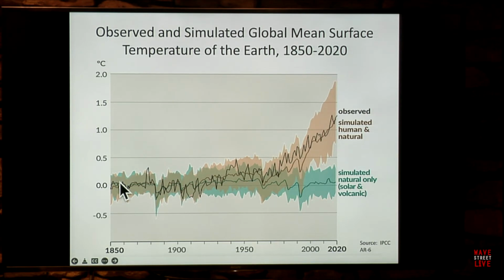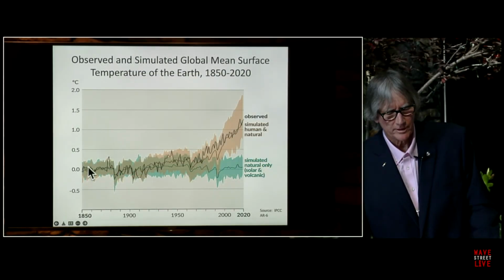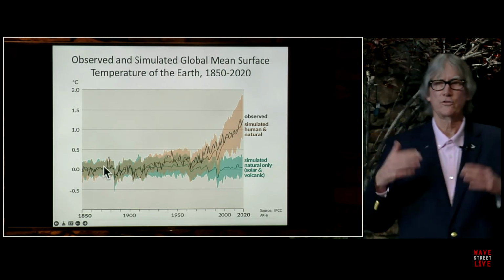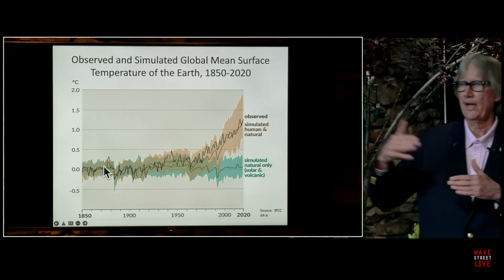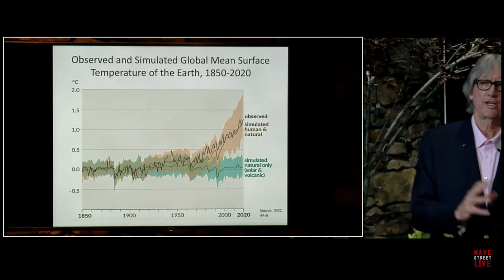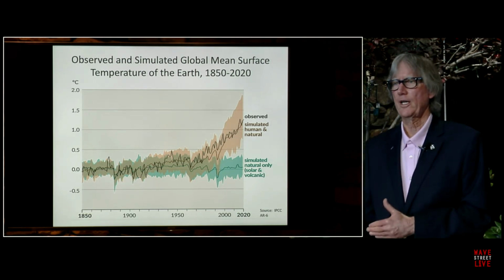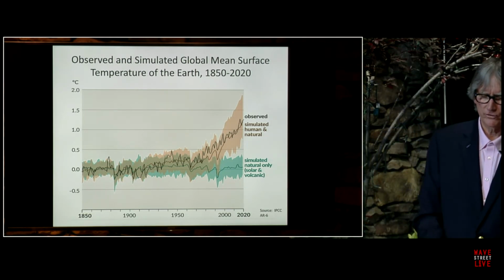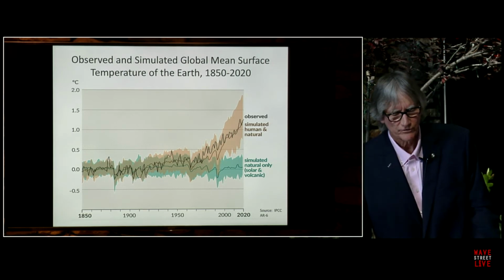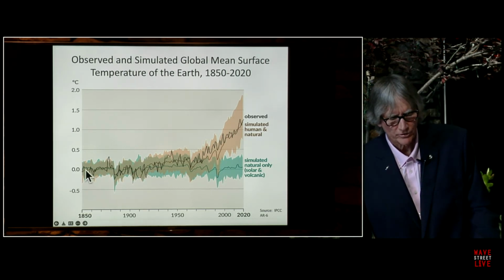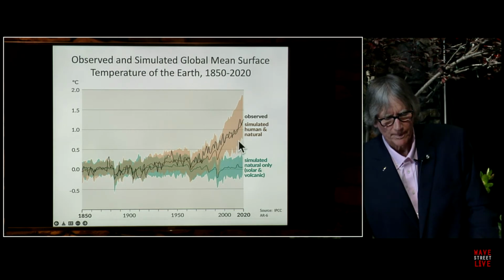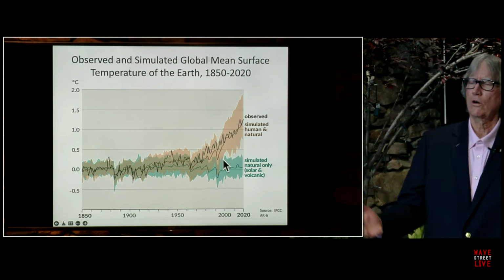The way that works is you start the models back here, and then you use the observed forcing. And we talked about these four forcing parameters: how the sun is changing, how the greenhouse gases are changing, how the aerosols in the atmosphere are changing, how the surface land use is changing. You use those four observed forcing parameters for this period from 1850 all the way up to 2020. And you run these large numbers of models.